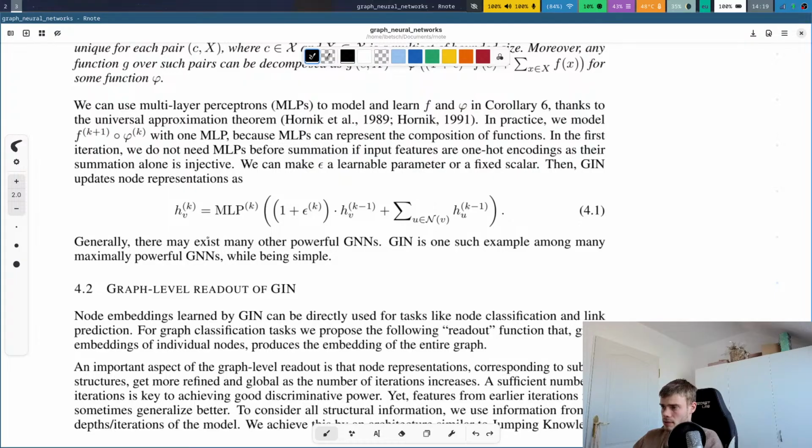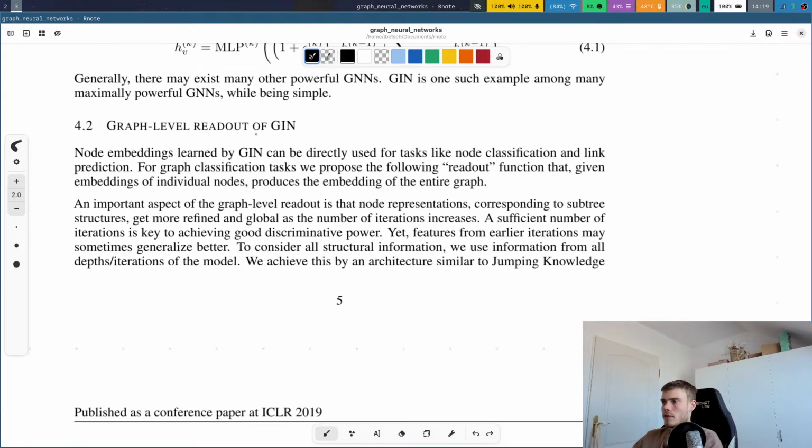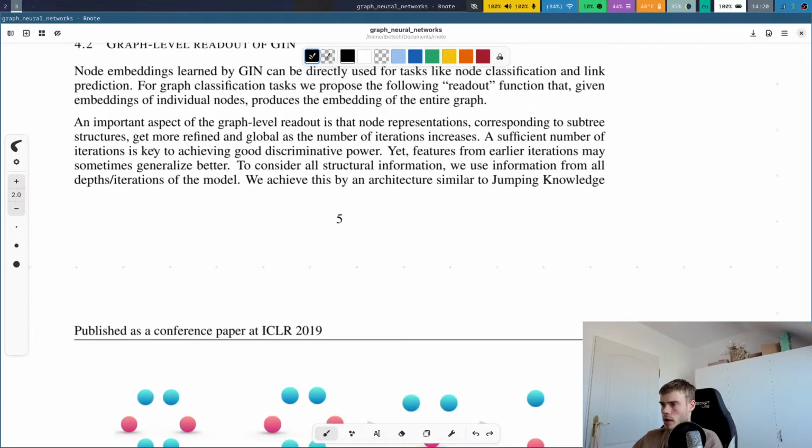Generally, there may exist many other powerful GNNs. GIN is one such example among many maximally powerful GNNs while being simple. Graph level readout of GIN. Node embeddings learned by GIN can be directly used for tasks like node classification and link prediction. For graph classification tasks, we propose the following readout function that, given embeddings of individual nodes, produces the embedding of the entire graph.